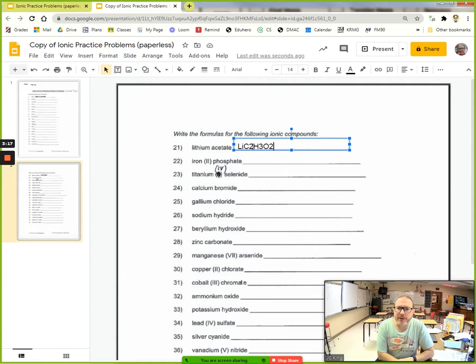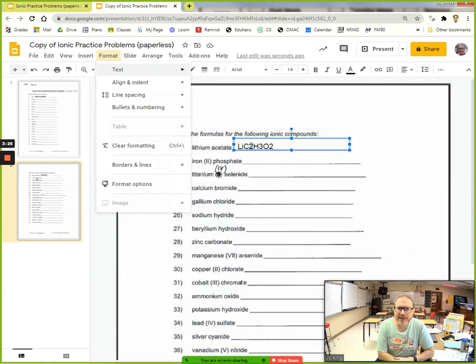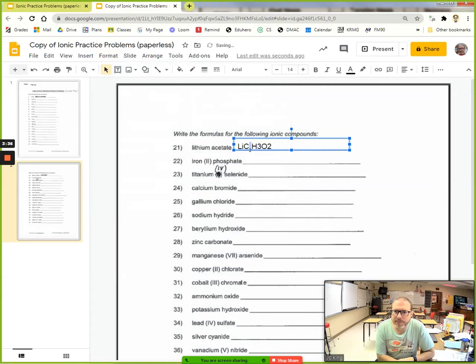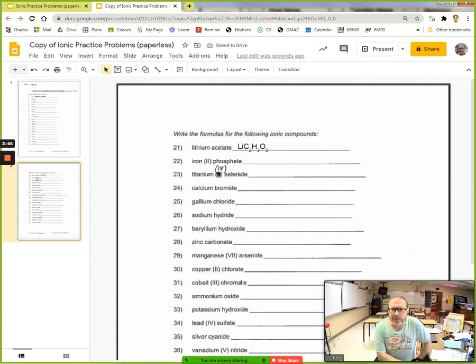The way you can do that, and you can do it either before or after you type, is to highlight what you want to subscript. Like I'm going to highlight that first two. I'm going to come up where it says Format, Text, and click Subscript. You see the subscript also has a hotkey of Control comma. Now see what it did? It made that too tiny. I'm going to do the same thing with my 3, but this time I'm just going to hit Control comma on my keyboard, and see, it does the same thing. So that's how you can get it in the right format.